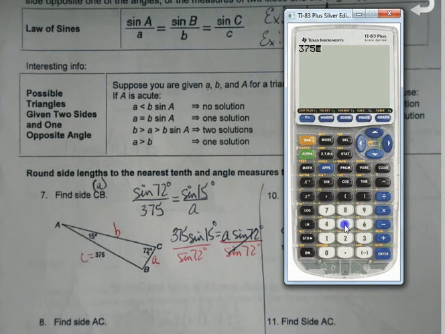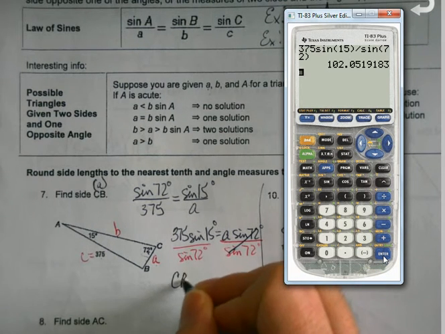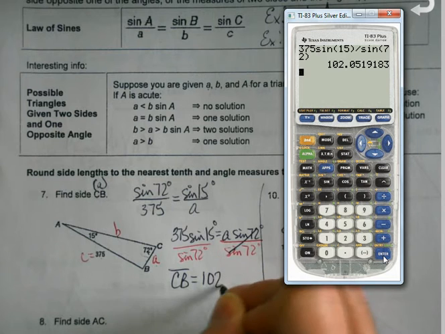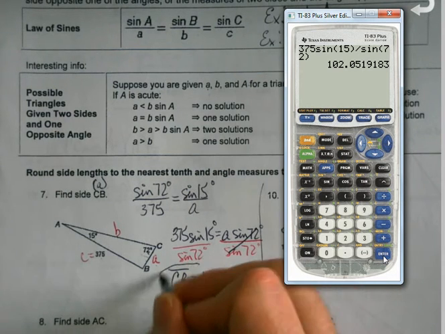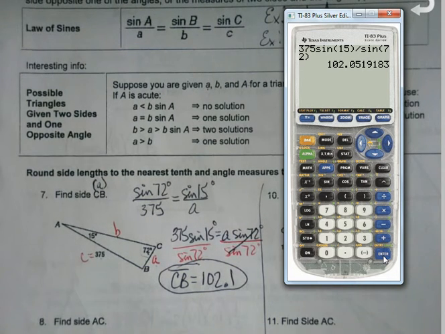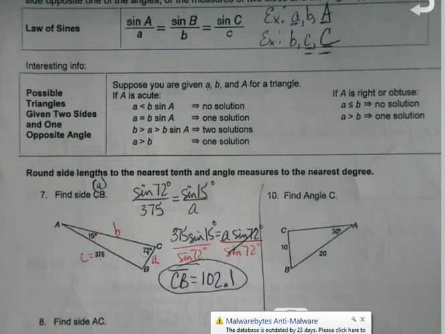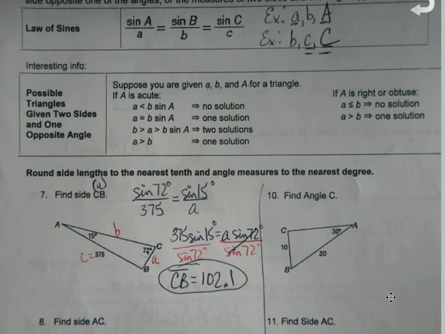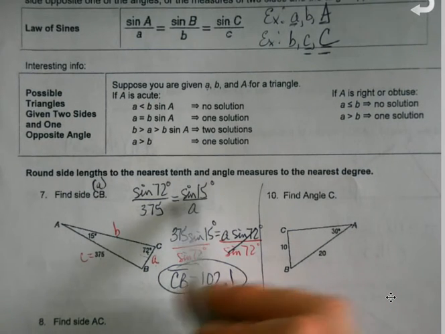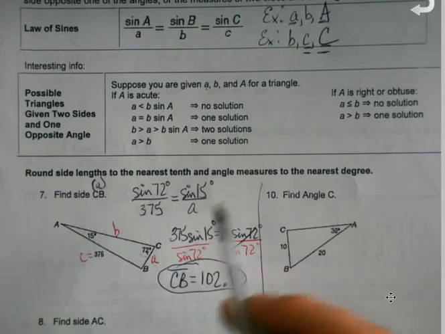So I've got 375 sine of 15, and I got to remember to close the parentheses or my answer will be kind of curious. Divided by the sine of 72. So CB is 102.1, and I've got what they asked me for. But basically the rule you're going to be working with on these is when you're trying to find one of the sides, basically it's going to be cross multiply the side that doesn't have the sine in it, and then we're going to divide by this one.